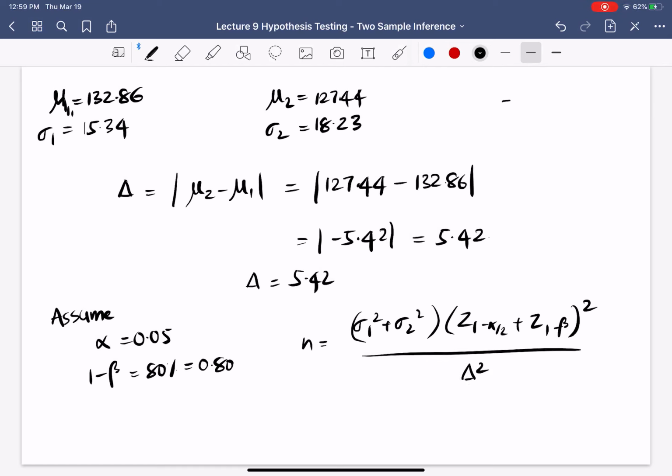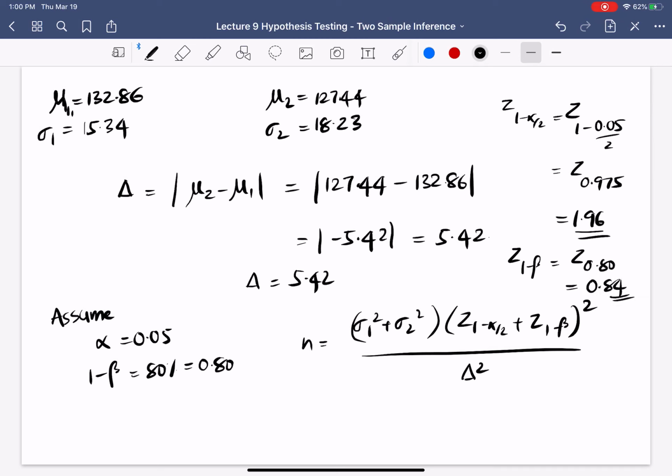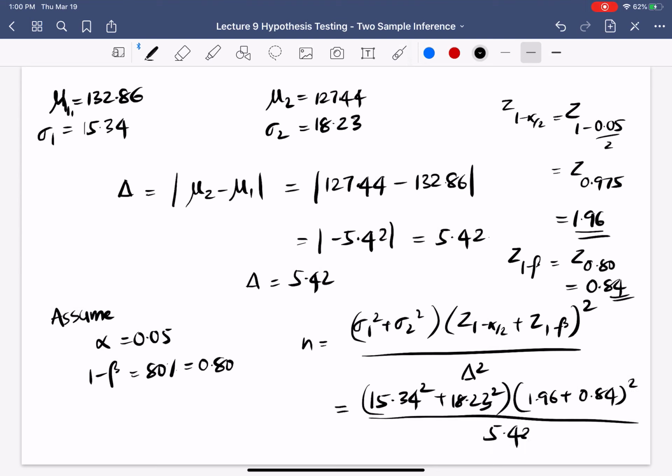Here we want two values. One is z1 minus alpha by 2, which is z1 minus 0.05 by 2, which becomes 0.975, so this value is 1.96. You can check the table and find this value. The other value is z1 minus beta, which is z of 0.80, which becomes 0.84. You can use the table and find the value. So sigma1 square is 15.34 square plus 18.23 square, into 1.96 plus 0.84 square, divided by delta, 5.42 square.